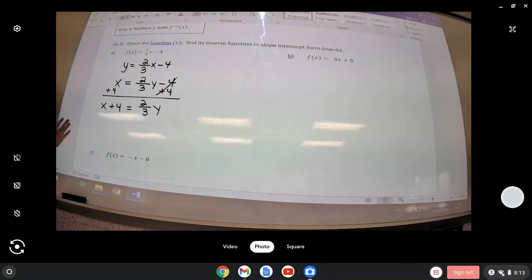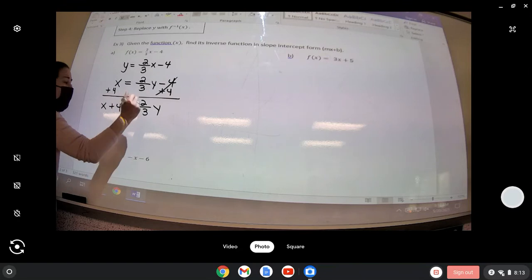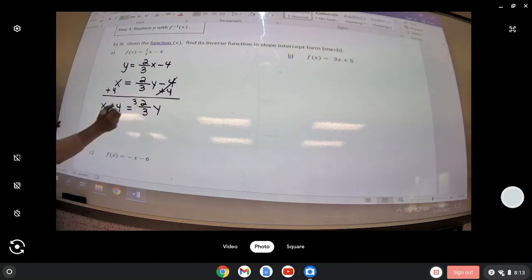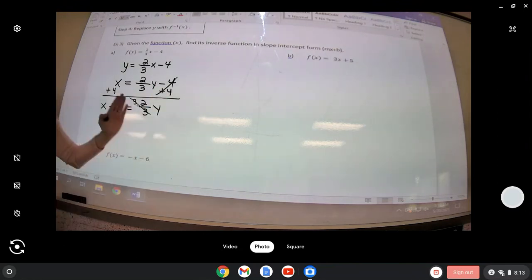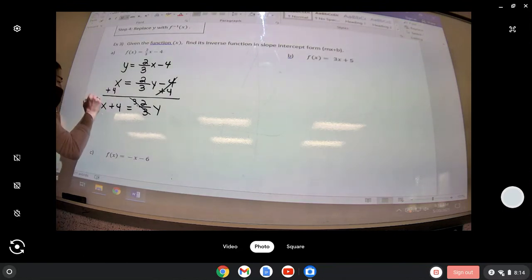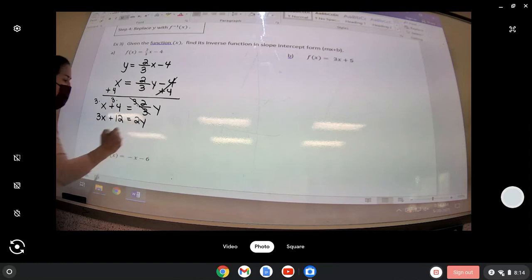All right, one thing you could do is you could take it in steps. Right now, in order to get rid of the dividing by 3 part, I could times this by 3, and it would cancel, and then I would just be left with 2 times y. But guys, if I times this side of the problem by 3, I have to times the other side by 3. So I have to times this by 3 and the 4 by 3 as well. So now I have 3 times x plus 3 times 4, which is 12, equals 2 times y.